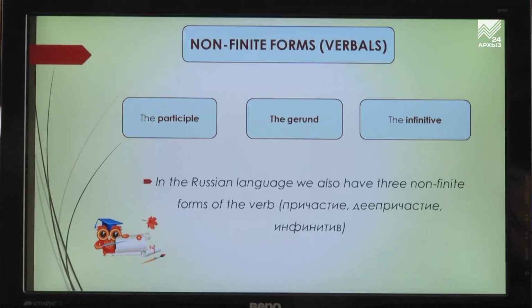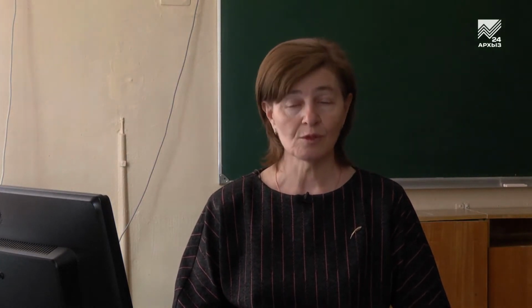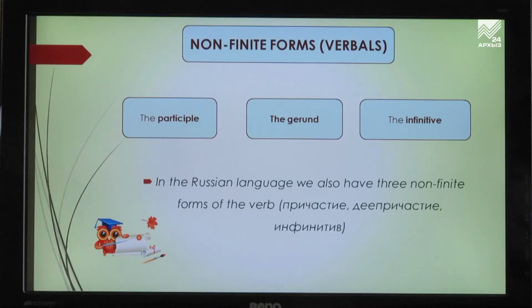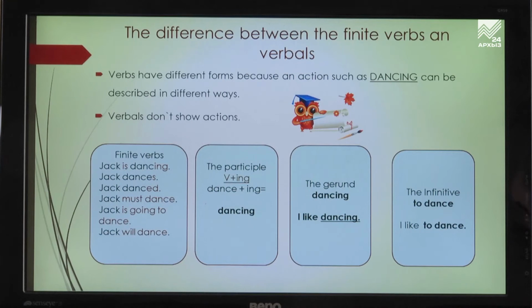Неличных форм глаголов в английском языке три группы: причастие, герундий, инфинитив. The Russian language has the same non-finite forms of the verb, but they are a little different from the English ones. В русском языке есть такие же неличные формы глагола. Это причастие, деепричастие и инфинитив. Немного не похожи на английские неличные формы.